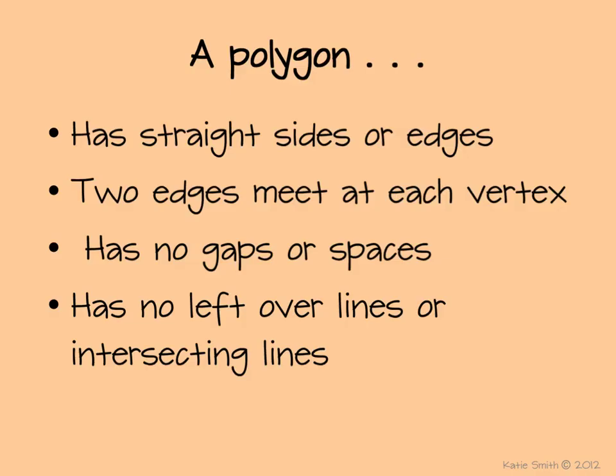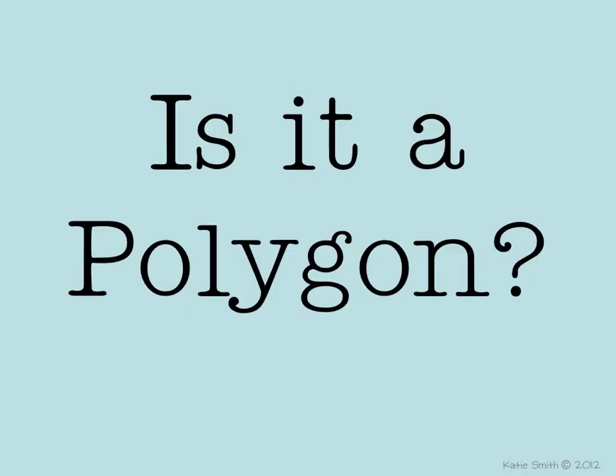All right, so here's some definition of a polygon, or how to determine whether it is a polygon. A polygon has straight sides or edges. 2 edges meet at each vertex. A vertex is the point, kind of like the end of a star or the end of a triangle. There's no gaps or spaces in the lines, and it has no leftover lines or intersecting lines, so it can't cross in the middle like an X. So let's go over a few of these and decide whether they are polygons or not.